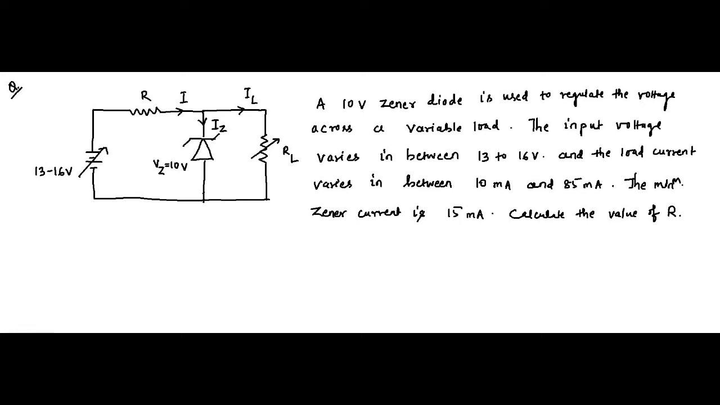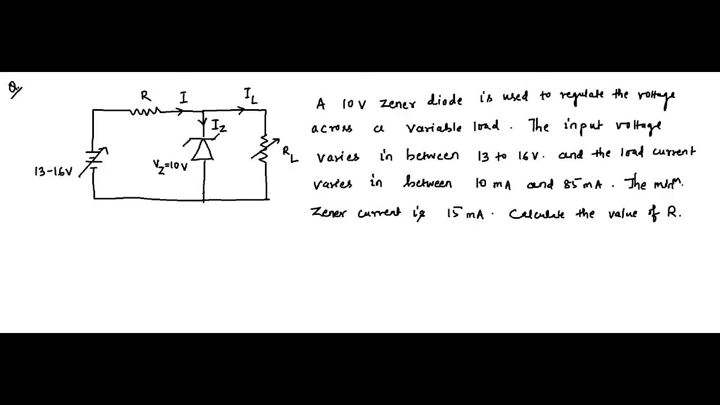So here we are with another question on Zener diode circuits. Here we have this circuit and the information related to it is given. A 10 volt Zener diode is used in this circuit to regulate the voltage across a variable load. Variable load means this load resistor RL.